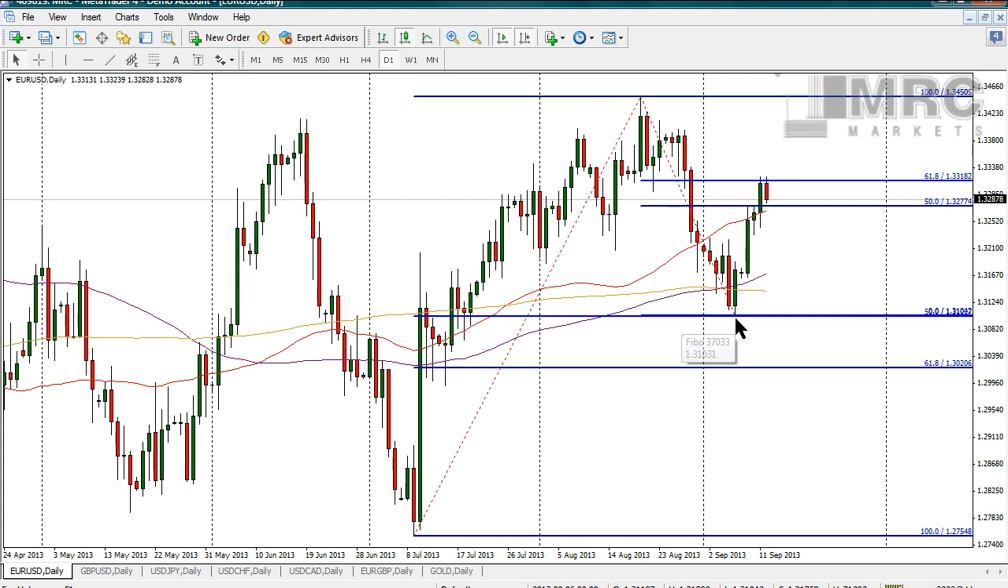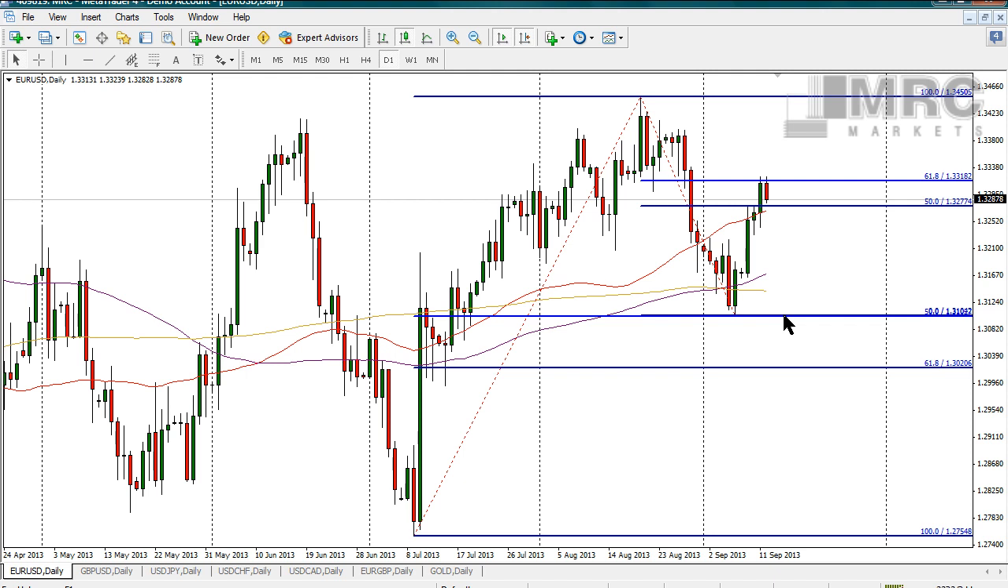So we've already had a nice reaction off this 50%, and it looks like we could come down further today and maybe close below the 50%. If we close below the 50%, this 50-day moving average here, I wouldn't be surprised to see it grind back down towards this 50% here.